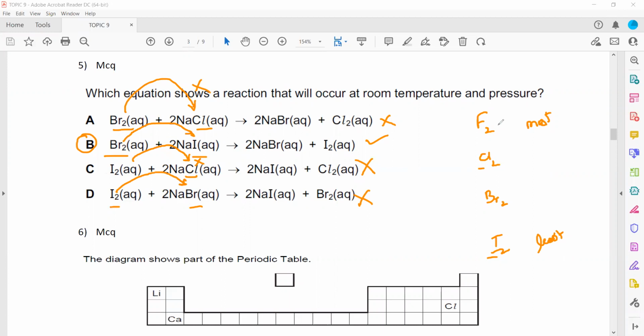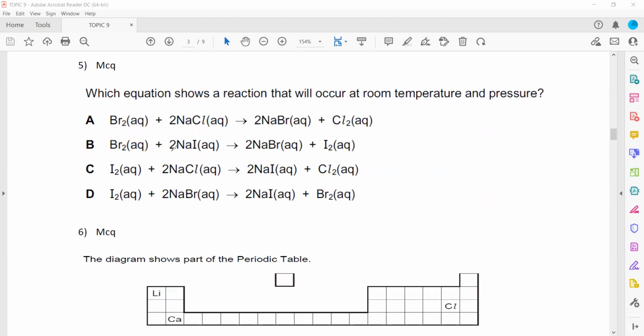So always remember, the more reactive halogen element displaces the less reactive halogen element from its compound. The only one is bromine, which is more reactive than iodine, so it can displace iodine and this reaction will occur.